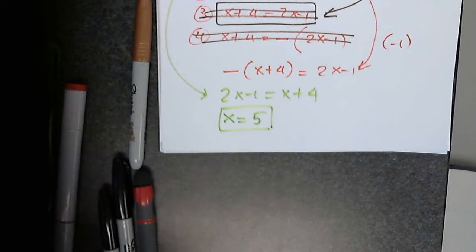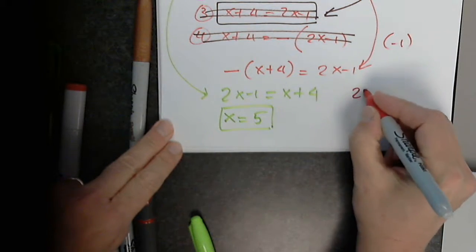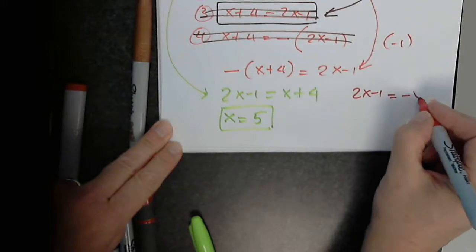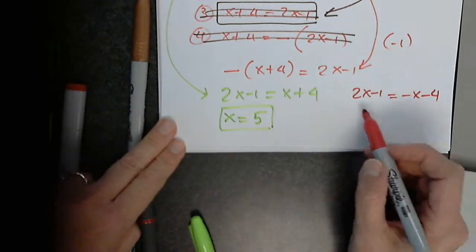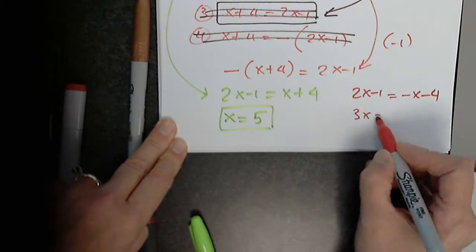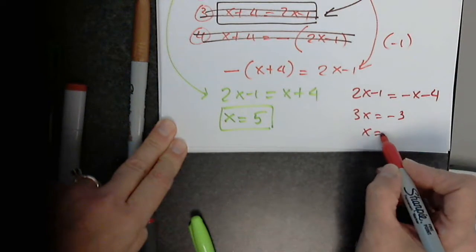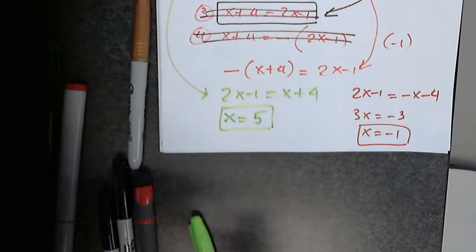Take a moment and solve it on your own. You don't have to copy it from me. And then we'll solve the second one, which is 2x minus 1 equals negative x minus 4. Take a moment and solve it. I have 3x equals negative 3, x equals negative 1. See if you get the same thing.